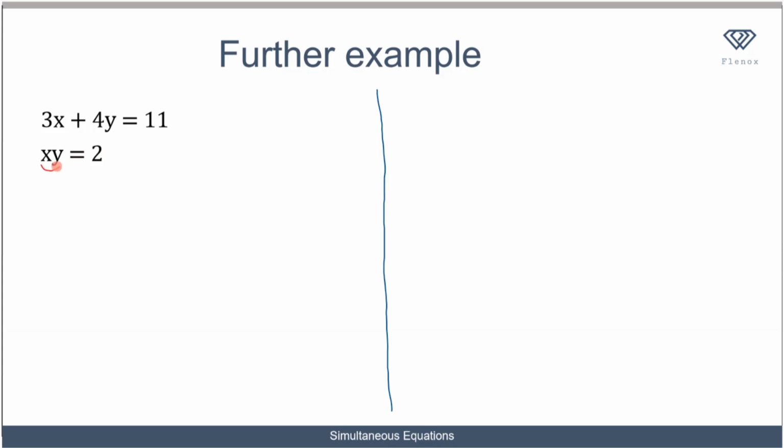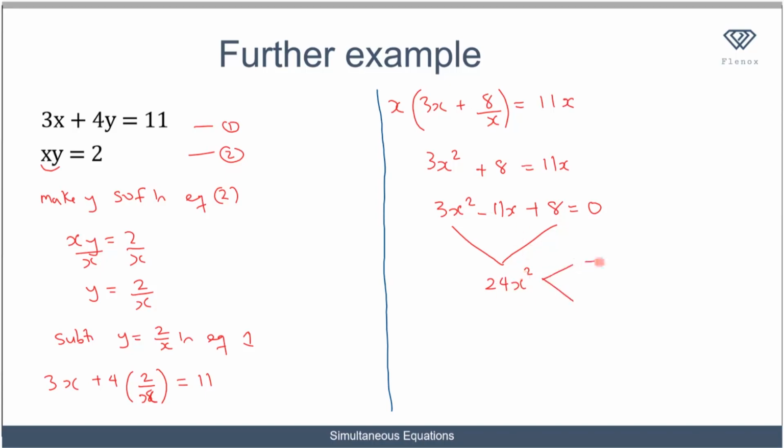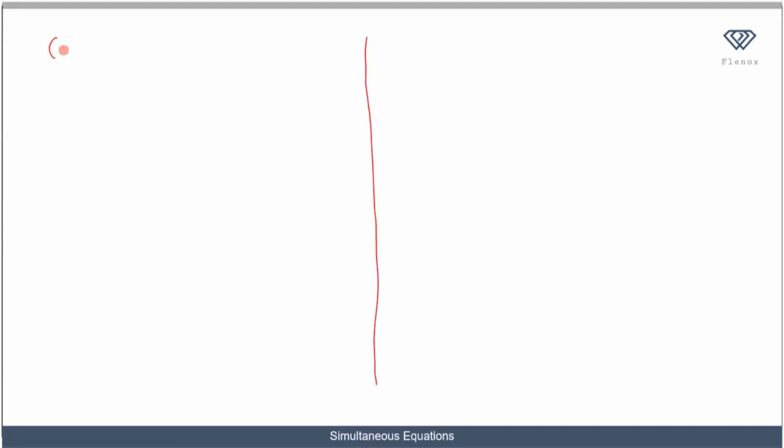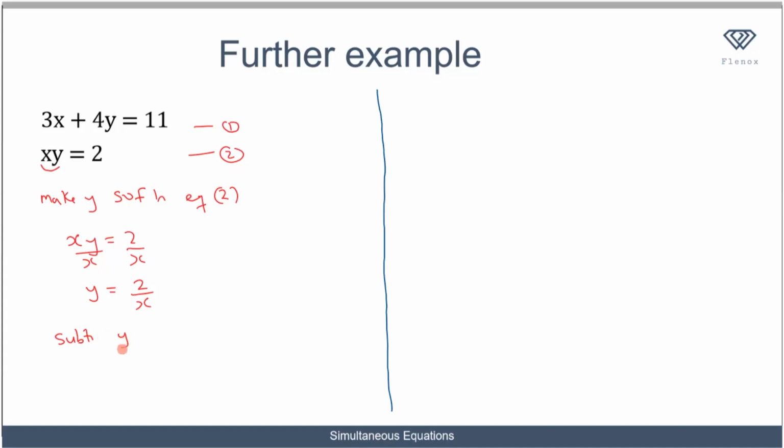Now I'm going to make y the subject of formula in equation 2. So what does that become? I have xy is equal to 2. If I divide both sides by x, I have y is equal to 2/x. This is equation 1 and this is equation 2. I can now substitute y is equal to 2/x in equation 1.